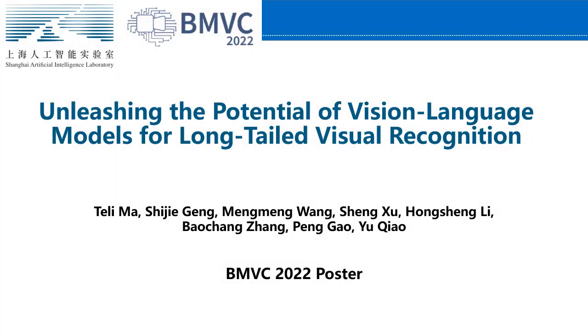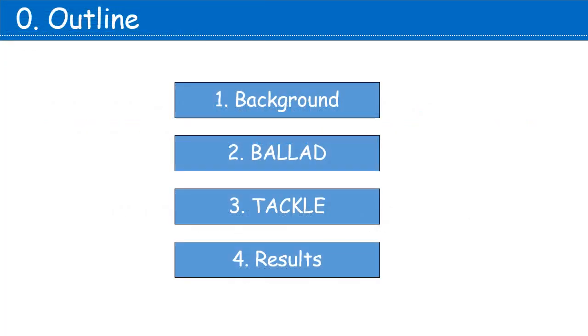Everyone, I'm honored to introduce the paper Unleashing the Potential of Vision Language Models for Long-Tail Visual Recognition to you. I'm Te Ma from Shanghai Artificial Intelligence Laboratory. I will introduce our work from four aspects: background, Bayesian method, the TAGO method, and the results of the models.